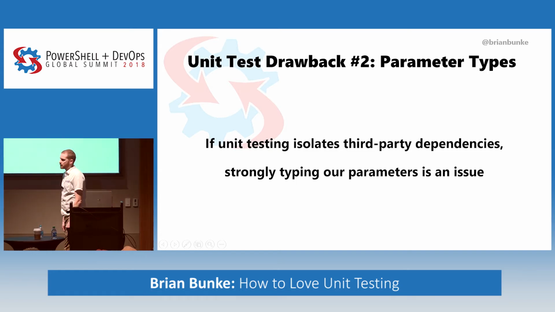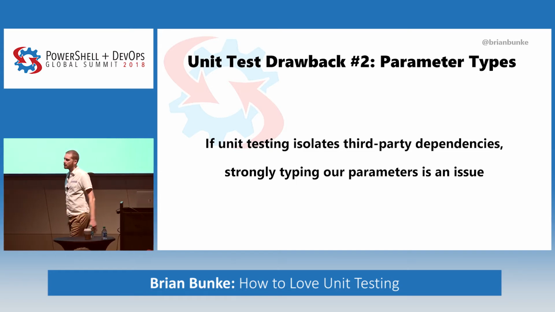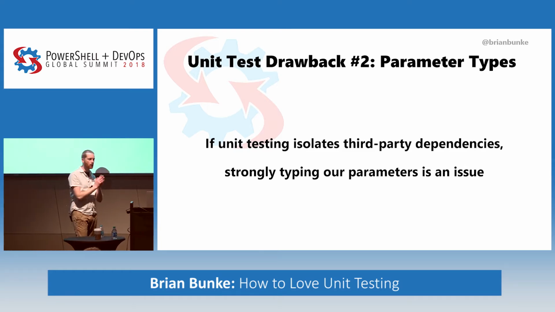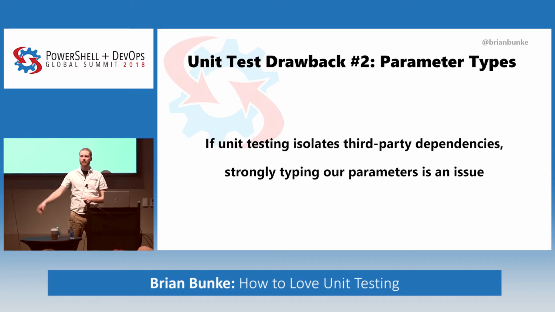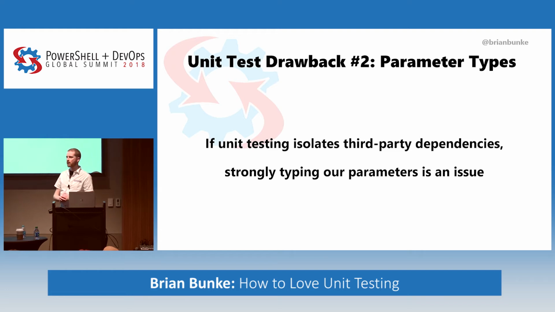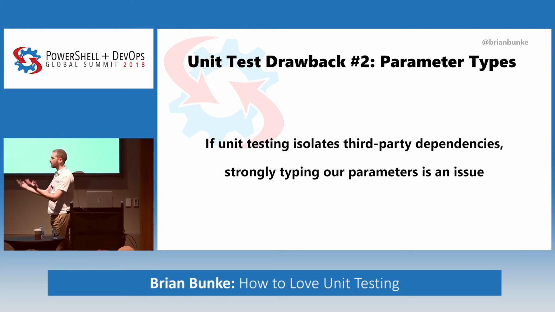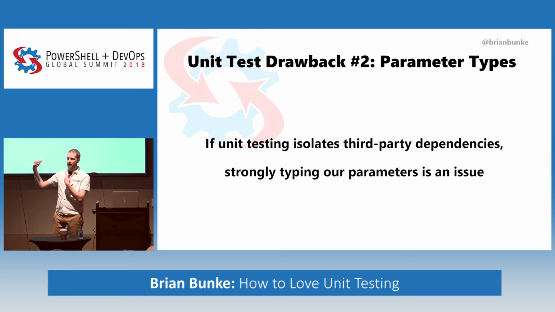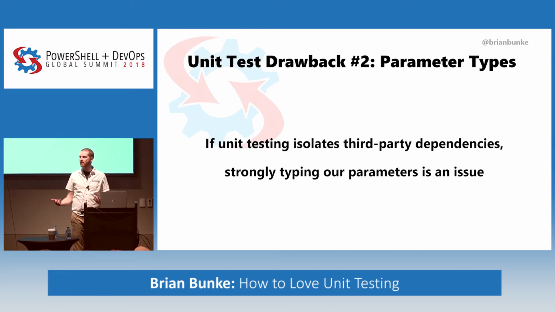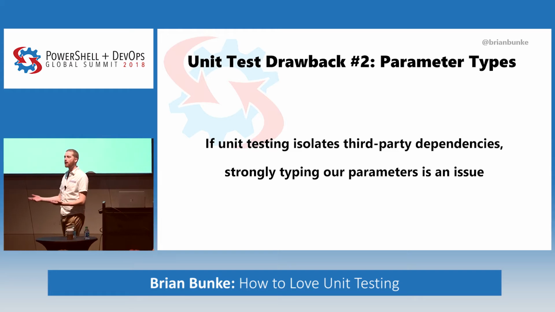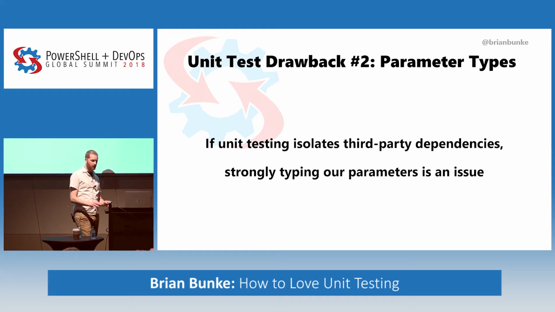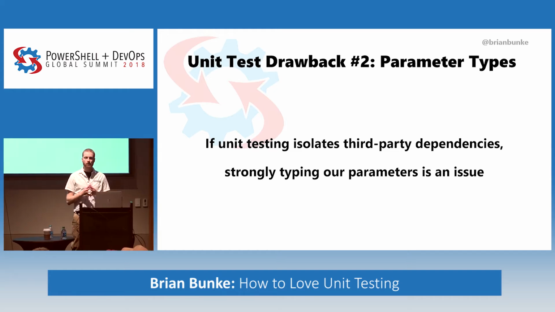Let's talk about parameter types. People that know me know that I have had trouble with strongly typed parameters in the past. So if you're writing a function that accepts an AD user object, like this one could, or if you're writing a function that accepts a VMware PowerCLI object, PowerShell best practice is to strongly type that parameter. You type it, you let PowerShell do the heavy lifting for you. And that is great, except when we talk about isolating our dependencies.